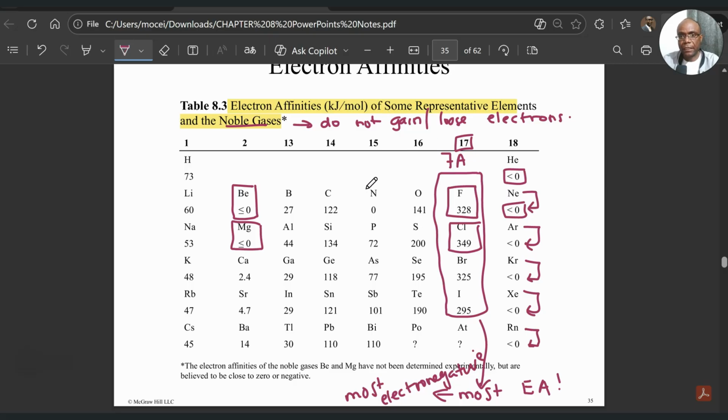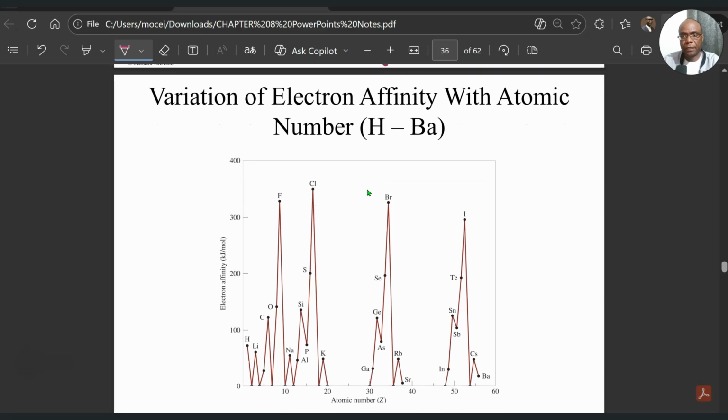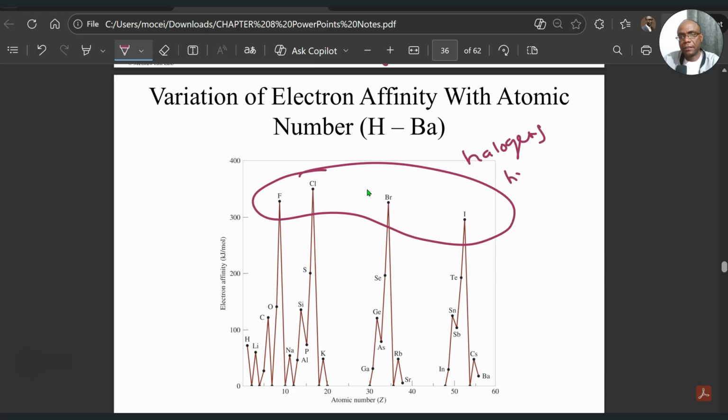I just wanted to highlight that. This is just showing variations of electron affinities, but I've already explained that these guys are halogens, and halogens will have the highest electron affinity. They will release or lose a lot of heat energy when they gain an electron.